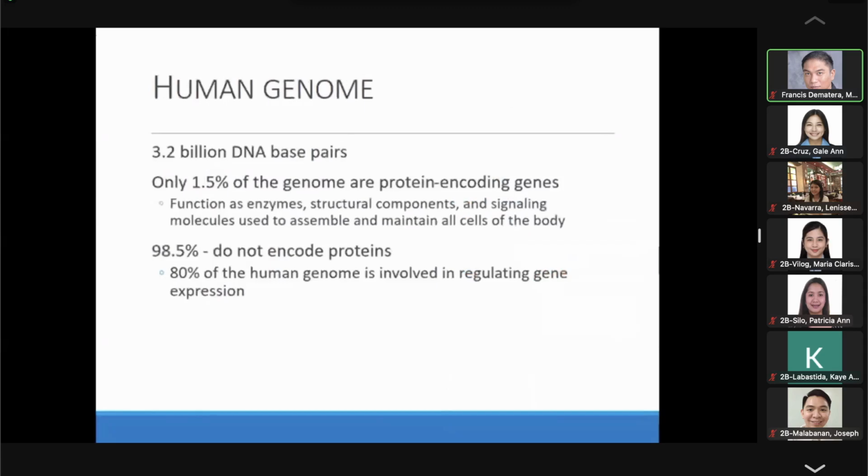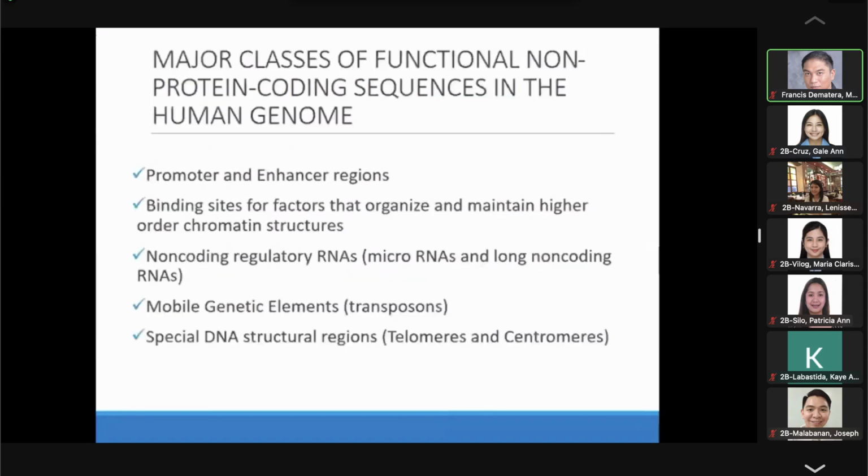The human genome contains about 3.2 billion DNA base pairs, but only about 1.5% are protein-encoding genes. These instruct the assembly of the enzymes, structural elements, and signaling molecules that are used in assembly and maintenance of cells. The remaining 98.5% do not encode proteins, but they provide the architectural planning, and the majority of them are involved in regulating gene expression.